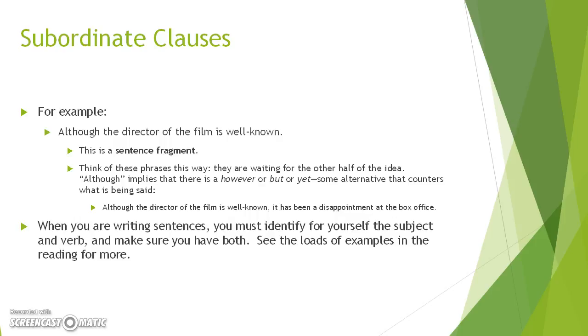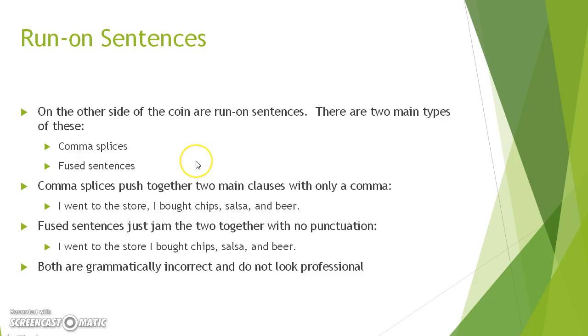So when you're writing sentences, you want to really identify for yourself the subject and the verb and make sure that you have both. There's lots of examples, like I said, here in the reading. So you want to pay attention to those, because these sorts of sentences I see all the time.